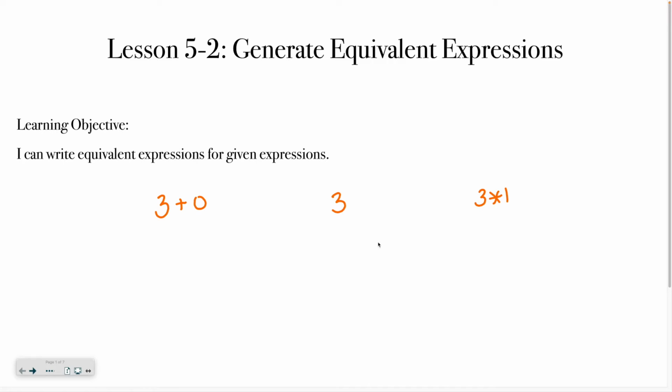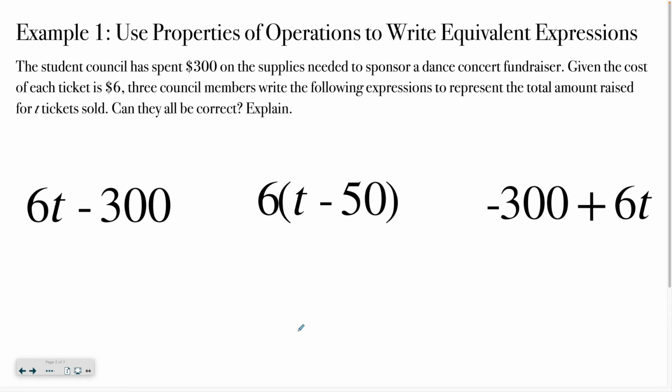Another way to write 3 is I could say 5 minus 2. I could say 12 divided by 4. These are all different ways to write the number 3. Some of them are just not as straightforward as others, okay? But these are all considered equivalent expressions to each other. So let's talk about what that looks like in terms of our next lesson, right?